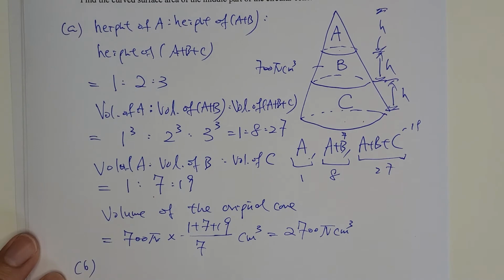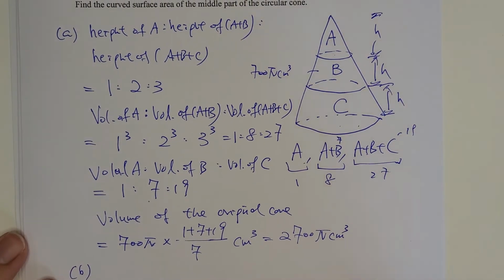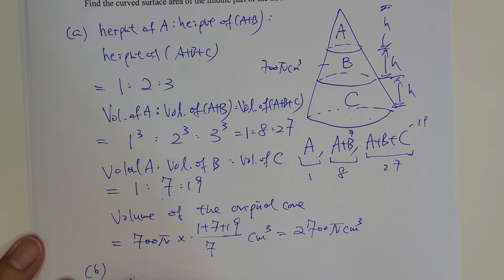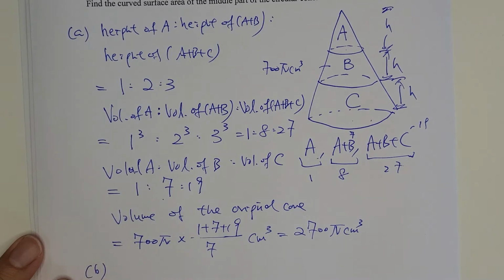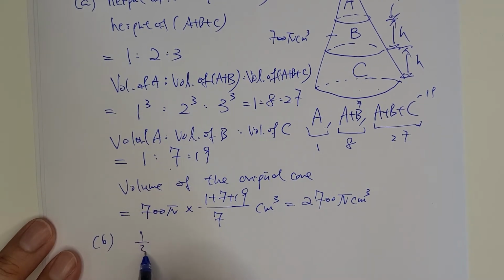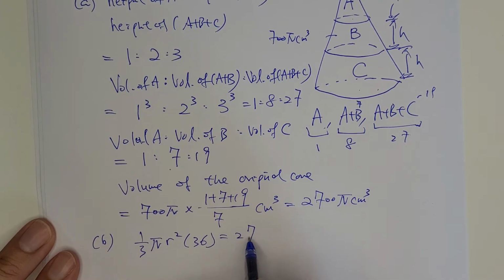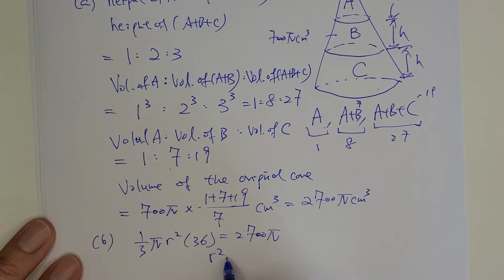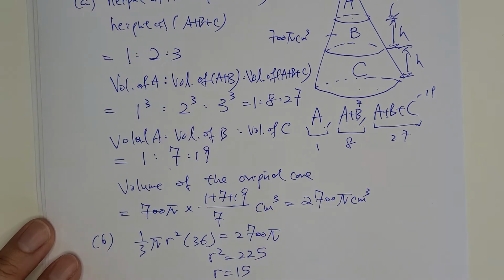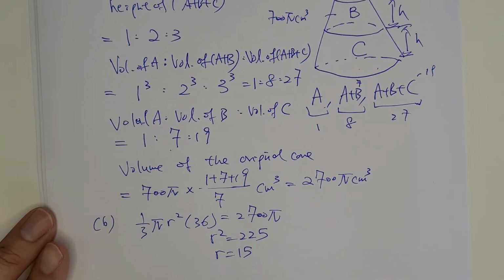B, the height of the original solid is 36 cm. So we can find the base radius of the original cone, right? 1 over 3 times pi r squared times 36 is 2,700 pi. And hence r squared is 225. r is 15, because you are finding the length, the base radius, okay?